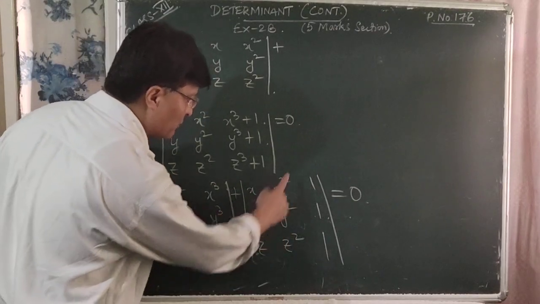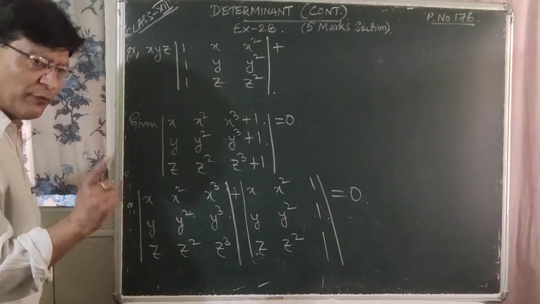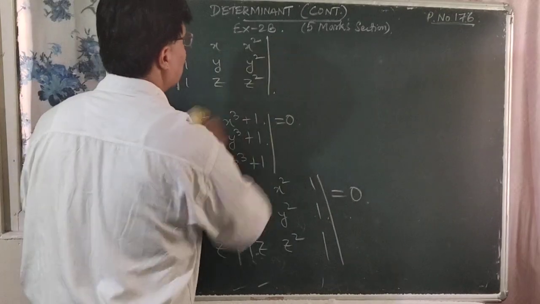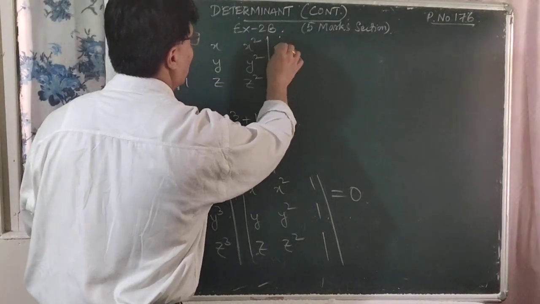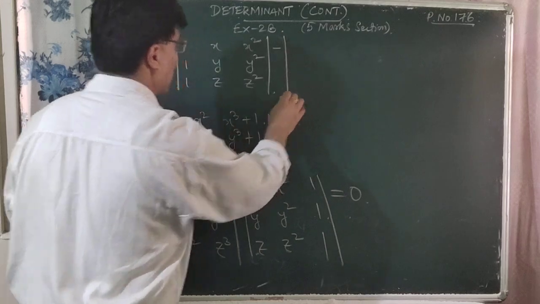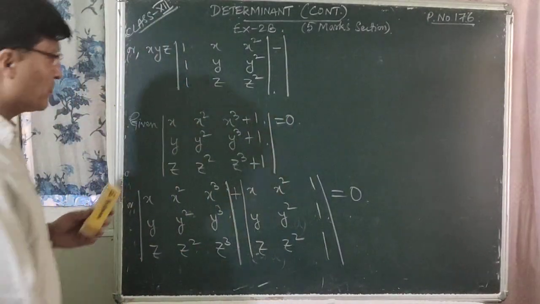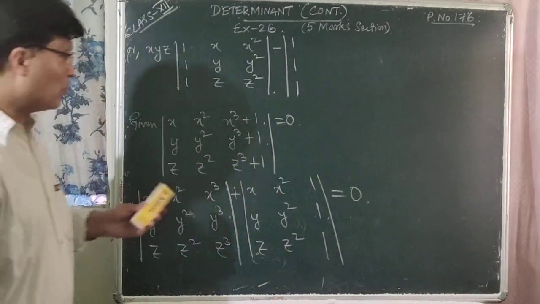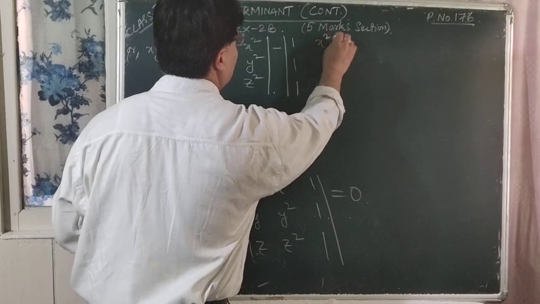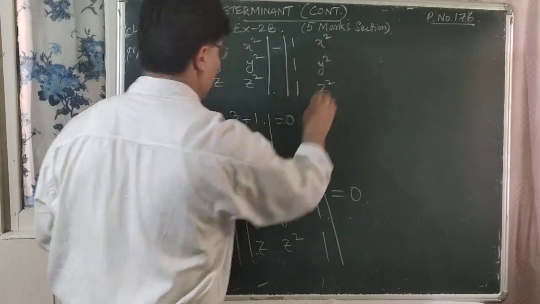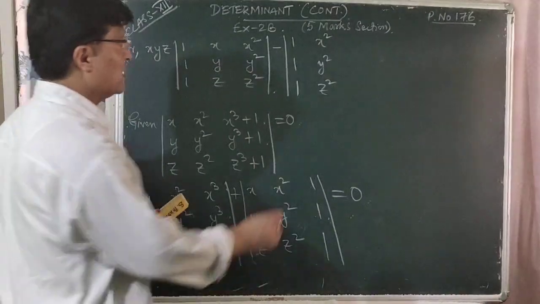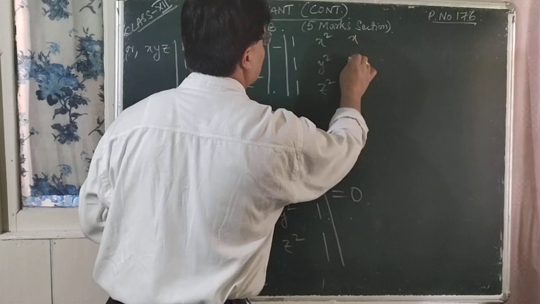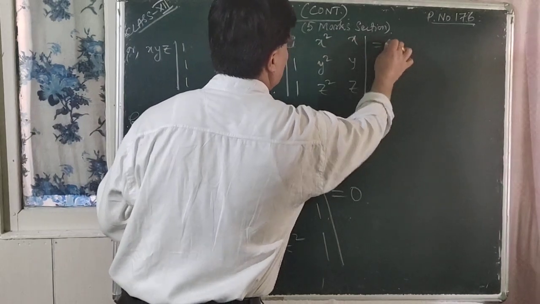That means you have to interchange the first column and the third column. So if you interchange the first column and the third column, you have to change the sign also. So this plus becomes minus. Now interchange the first column and the third column. So now the first column will be 1 1 1. What is the second column here? It remains the same, x square, y square, z square. And what is the third column? It is x, y, z. That means the first column and third column are interchanged. Okay? So it is x, y, z, which is equal to 0.